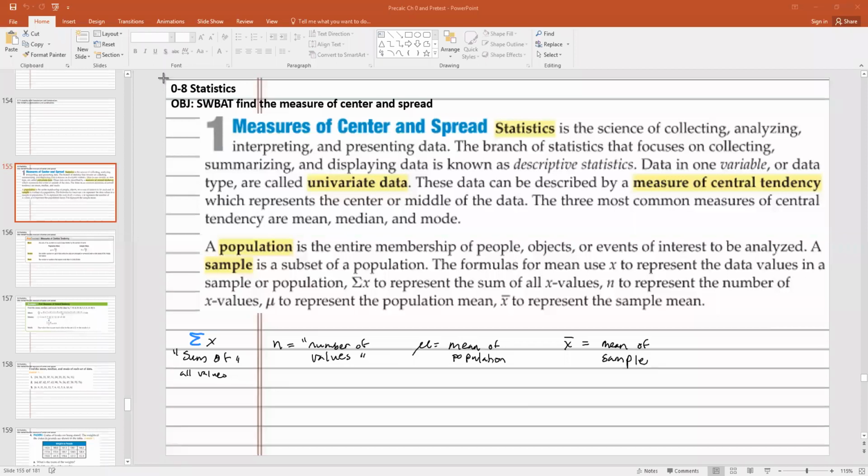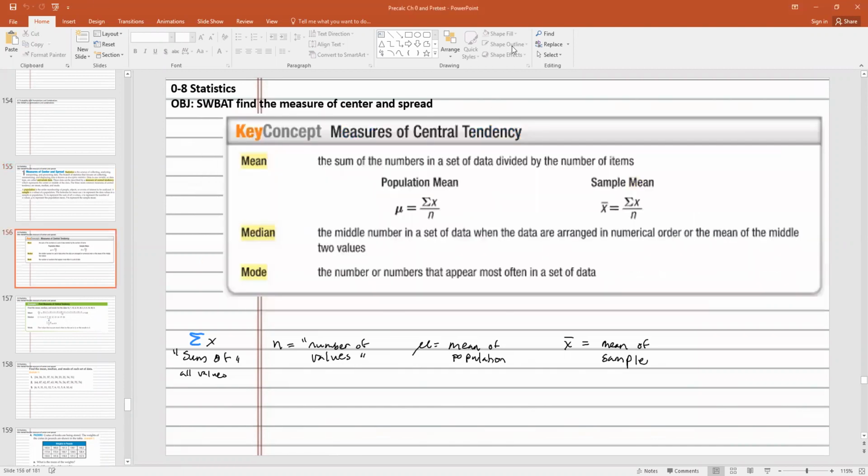Let me put this in the notes. Here we go. And here we have the first three formulas, the central tendencies. The main three, remember, are mean, median, and mode. Those are the ones that we saw in middle school.